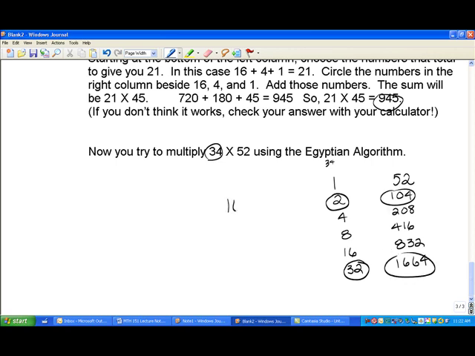1664 and 104. So I got 1768, and you can check that on your calculator or by multiplying out by hand to come up with the result. Okay, so now you're ready to play the recording that shows sample problems.